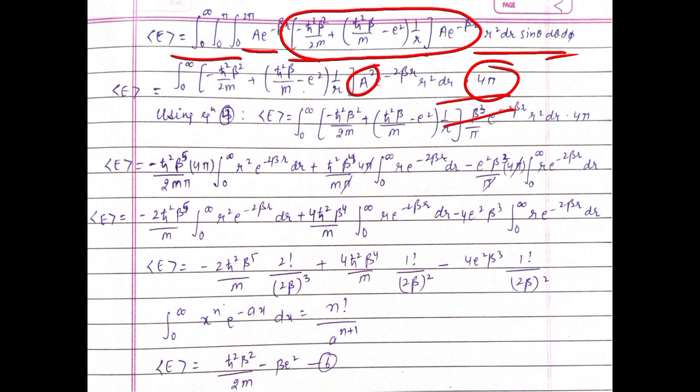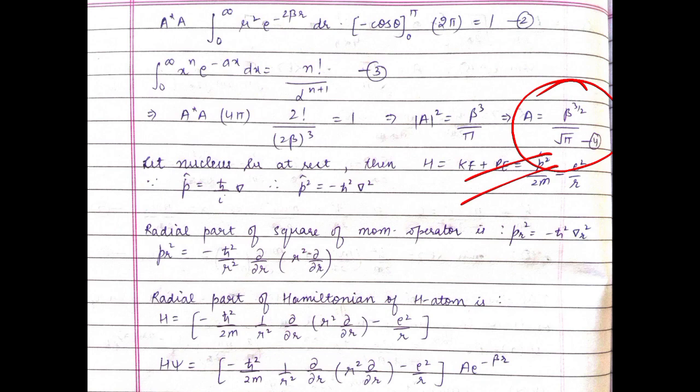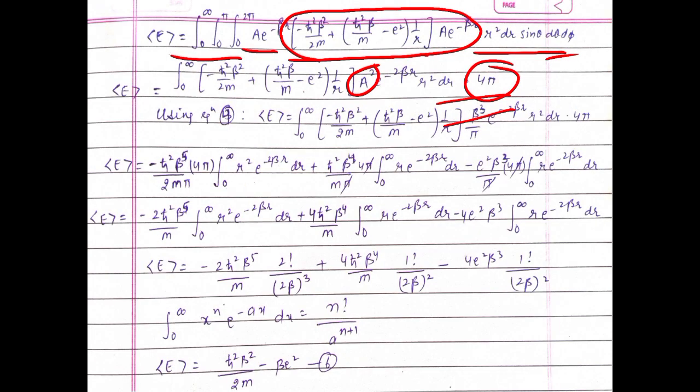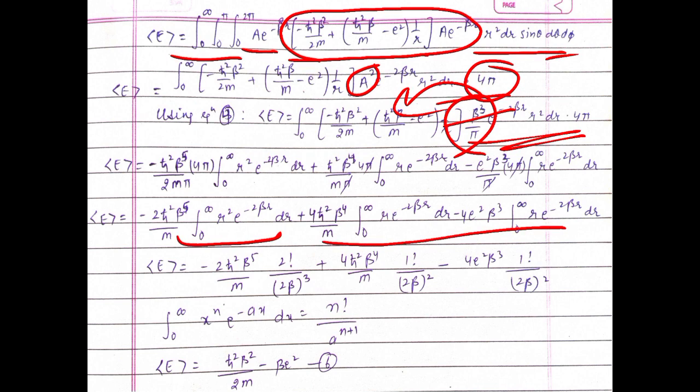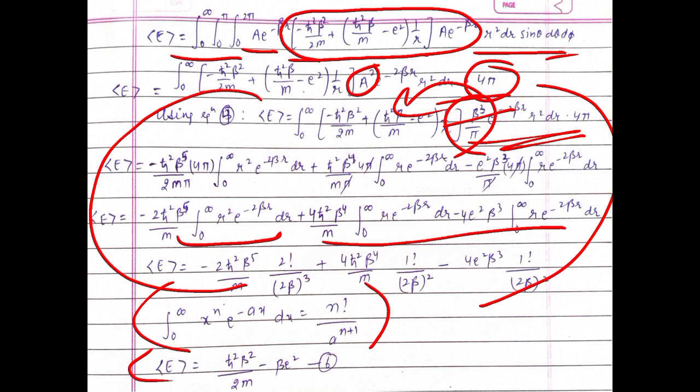Now we will put the value of a square using equation 4. So the value of a square will be beta cube upon pi. We will put this value here. Now we will multiply the terms inside the bracket and further solve and arrange the terms, and we will use the standard integrals which we have used earlier. By using these standard integrals, we will come to equation number 6, which gives us the expectation value of energy, which is h cut square beta square by 2m minus beta e square. So here is the solution of this expectation value. You can copy from here and understand from this, because here only the multiplication is done and only the arrangement of the terms is done.